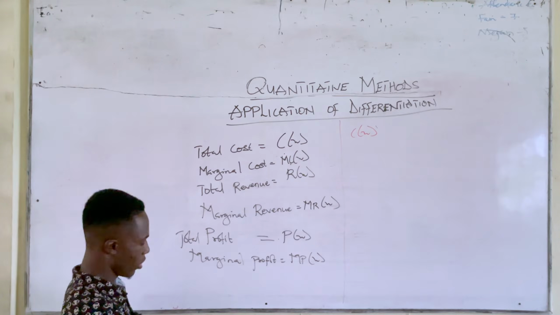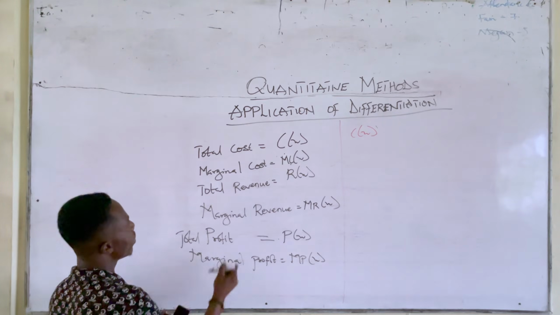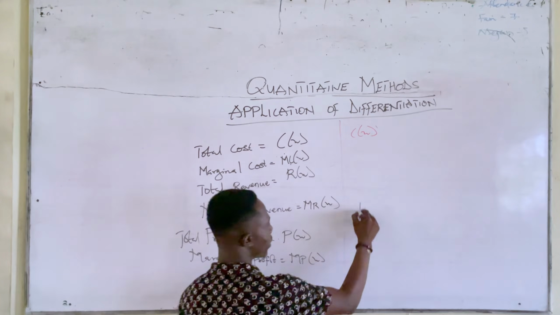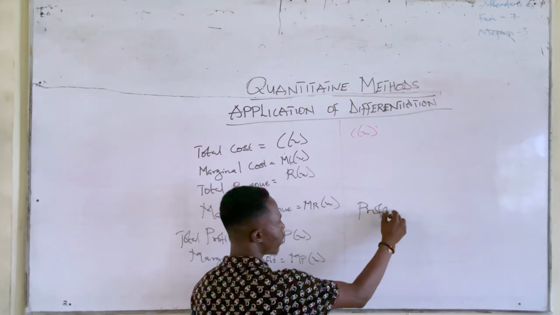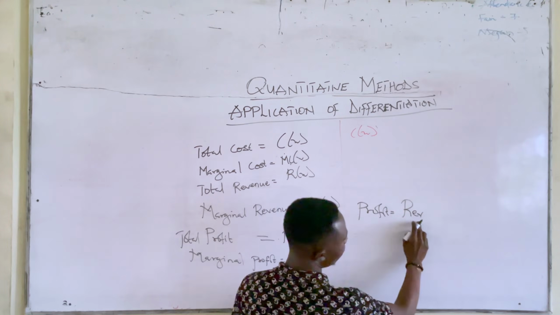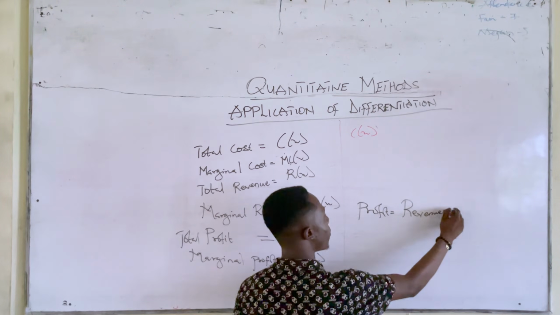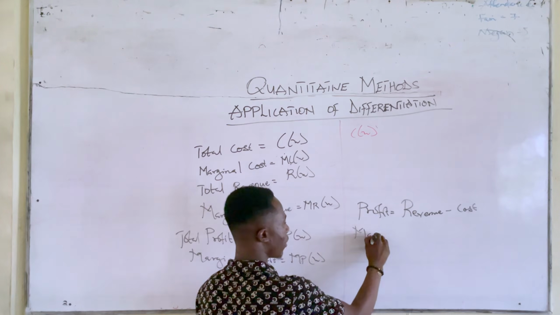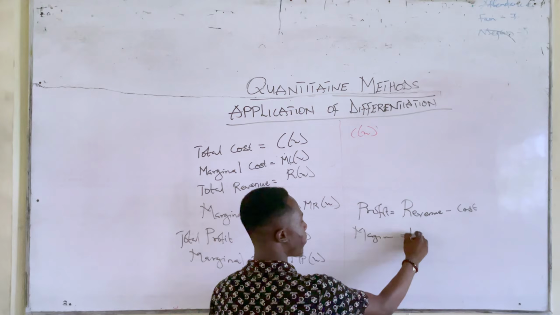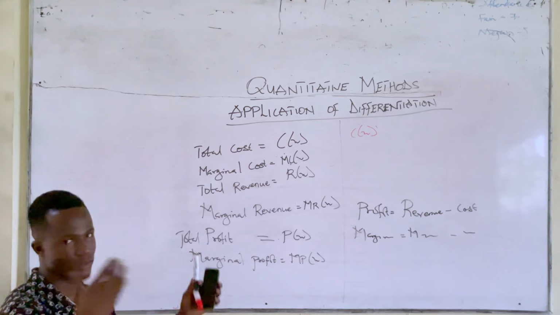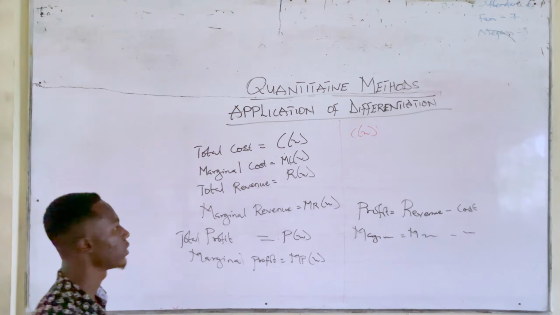Note that when you differentiate total cost, you get marginal cost. And for profit, you always know profit is equal to your revenue minus cost. Then your marginal profit would be equal to your marginal revenue minus marginal cost. When you hear marginal, the marginal has to come. Do you get it?